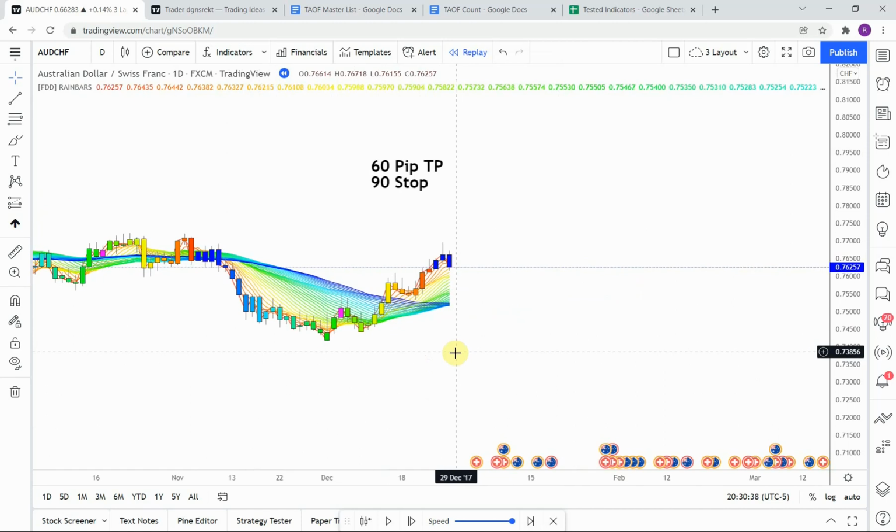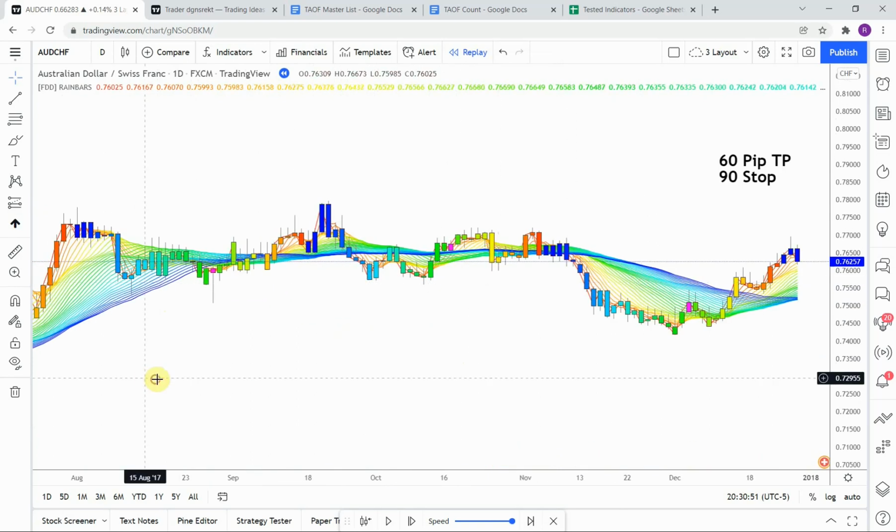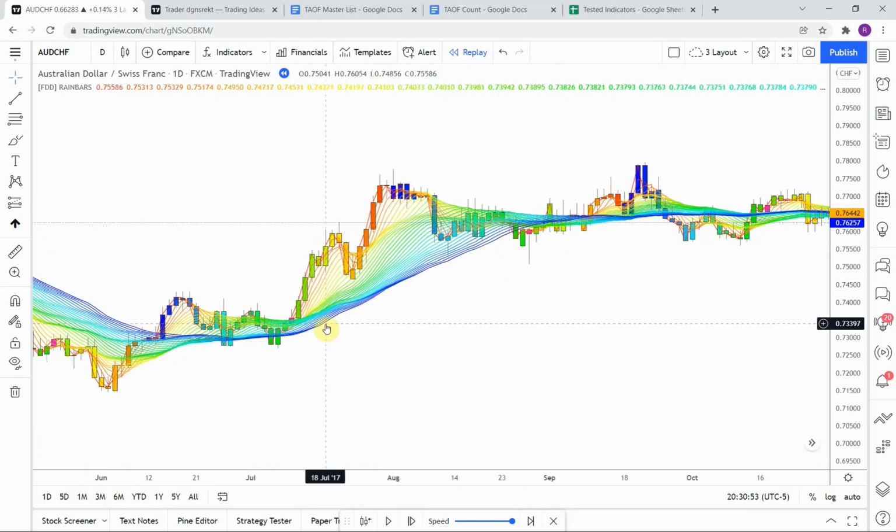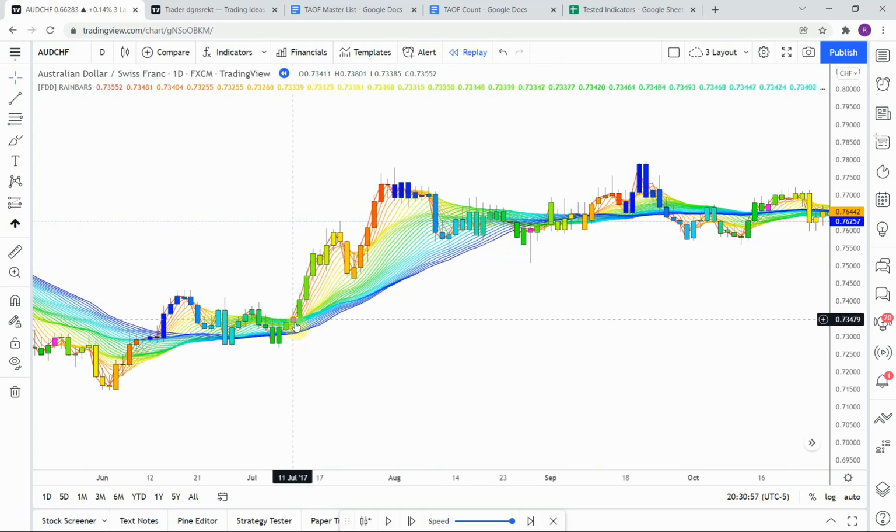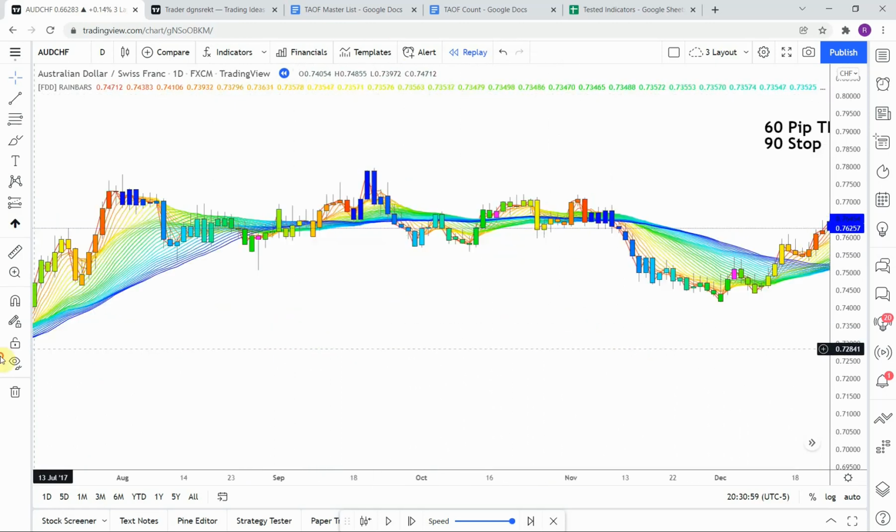And so what we're looking for is when price action is below the main ribbon, the main blue ribbon, then we are looking for a purple candle, and then we will go short. When price action is trading above the main ribbon, the blue colored ribbon there, then we are looking for a purple bar, and we are going to go long.